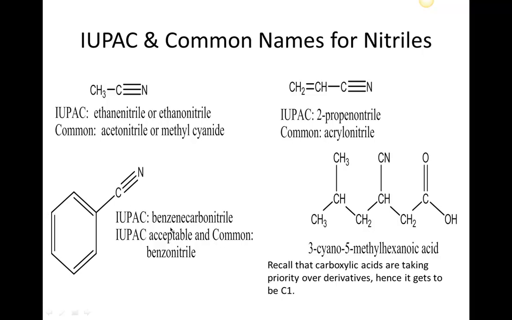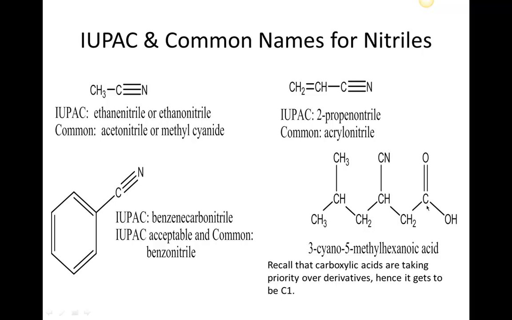And if you wanted to know how IUPAC would deal with it in a more systematic way, remember it would have been benzene carboxylic acid, and so they drop most of that acid word and put in nitrile, so it's benzene carbonitrile, the real 100% IUPAC name for that.